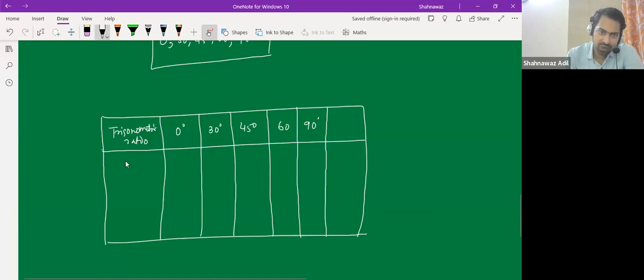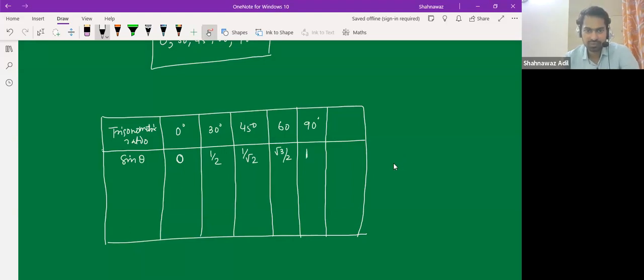Okay. So first is sine of theta. So sine of 0 degree, sine 0. So this is 0. Sine 30 is half. Sine 45 is 1 by root 2. And this is root 3 by 2. And this is 1. Okay. So if you remember this one, then you can calculate all the rest. So only remember this one. Okay. And then I will tell you how we can remember the rest.